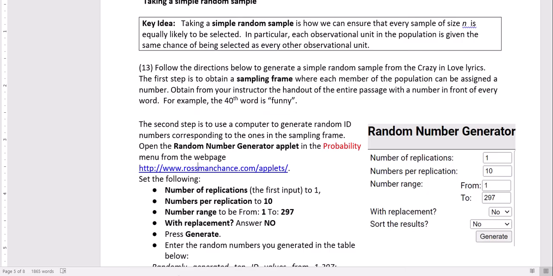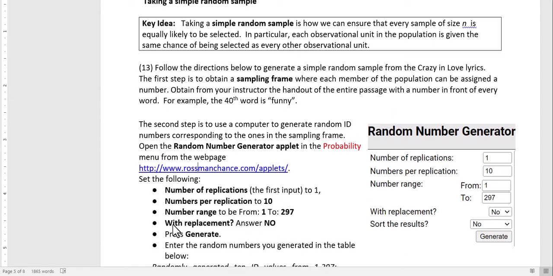And just going back to the notes, this is what you want it to look like. So number of replications 1, numbers per replication is 10. We're picking 10 words. And the number range we're going to pick from is 1 to 297 because the lyrics to the song have 297 words. So that's what we're considering our population, the entire number of words in the lyrics to Beyonce's song. So 1 to 297, make sure that it has no replacement, and then generate.